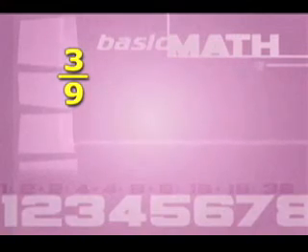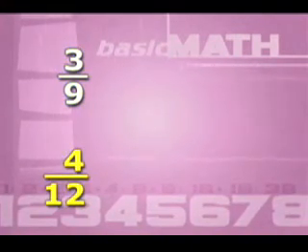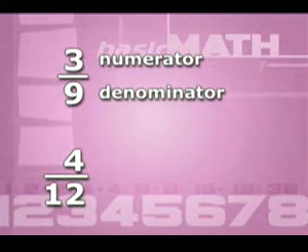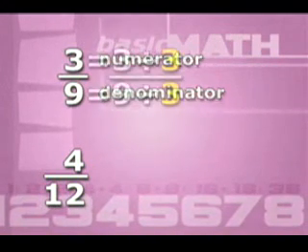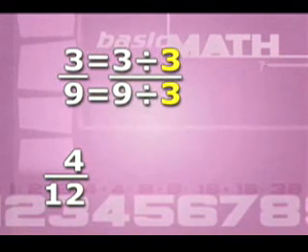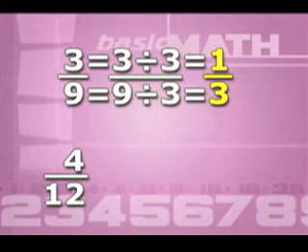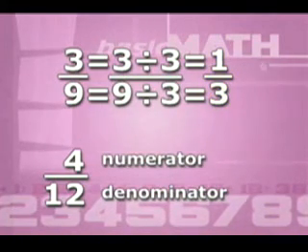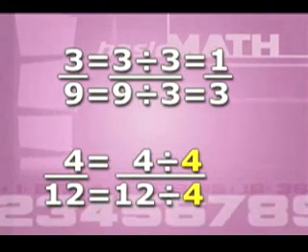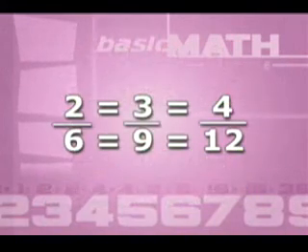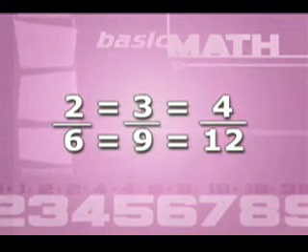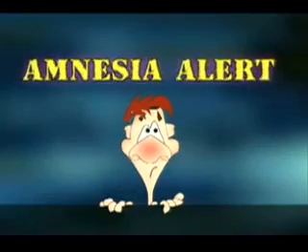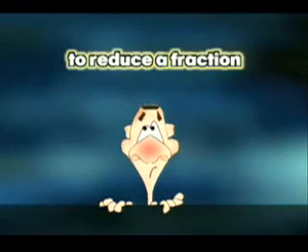The same is true for 3/9 and 4/12. If we divide the numerator and denominator of the first fraction by 3, then the fraction is 1/3. And if we divide the numerator and denominator of the second fraction by 4, then we get 1/3. So 2/6, 3/9, and 4/12 are all equal. Remember, you reduce a fraction by finding a common factor between the numerator and the denominator.